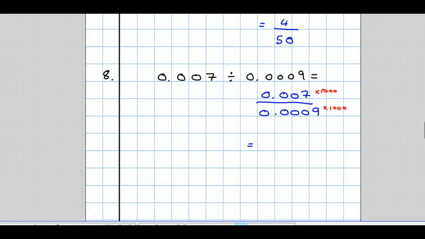0.007 times 1,000 is 7. But 0.0009 times 1,000 is 0.9. Now, that's got decimals still within it. So, one more step. I have to multiply the denominator by 10 to turn it into a whole number. And of course, I'm forced to do to the numerator whatever I do to the denominator. 7 times 10 is 70. 0.9 times 10 is 9.